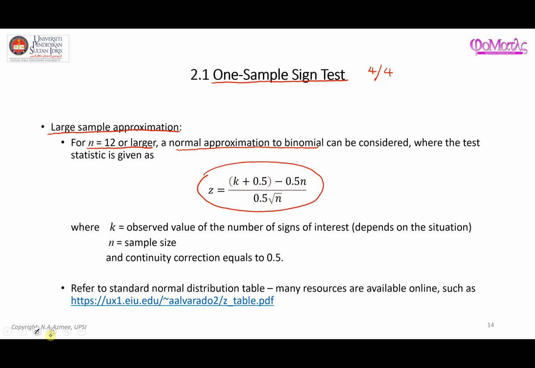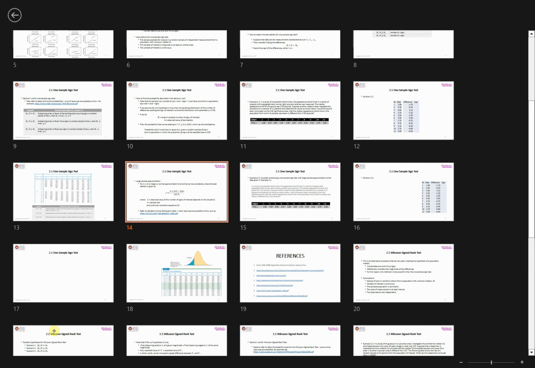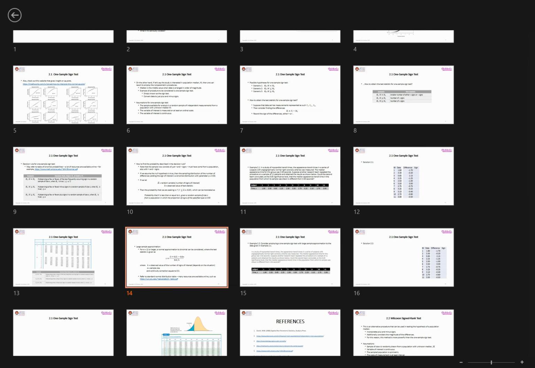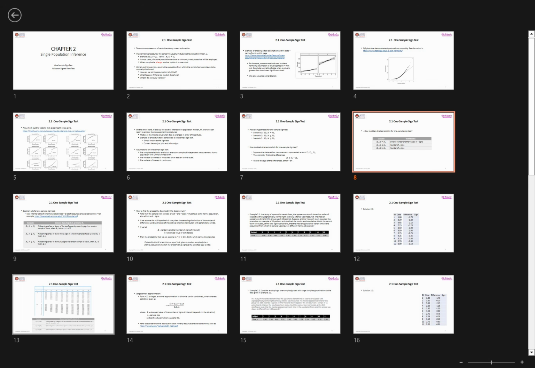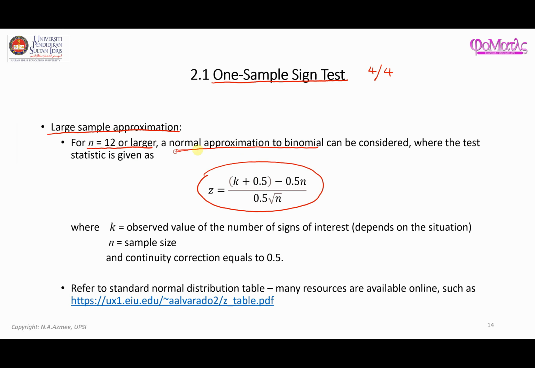Now recall the procedure which you have seen in one sample sign test, where the test statistic given here depends on the scenarios that are presented to you. The test statistic here is not that difficult to obtain. Basically, you just need to count the number of either positive or negative signs. Now, when the sample size is 12 or larger, you may adopt a different test statistic based on the idea of normal approximation to binomial.